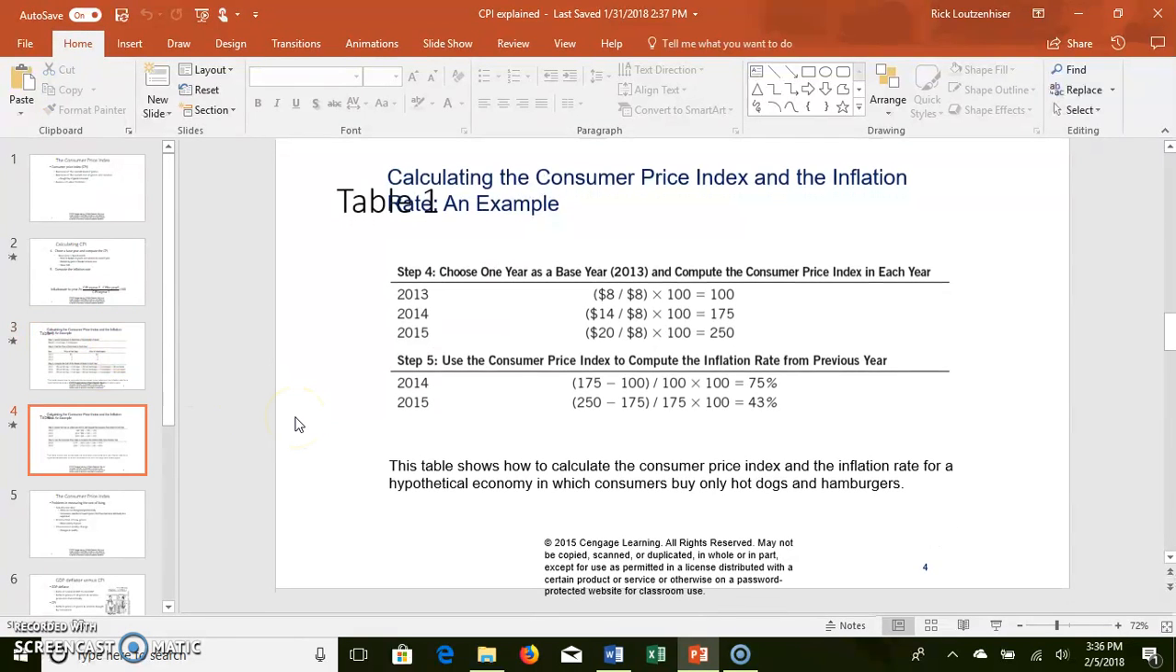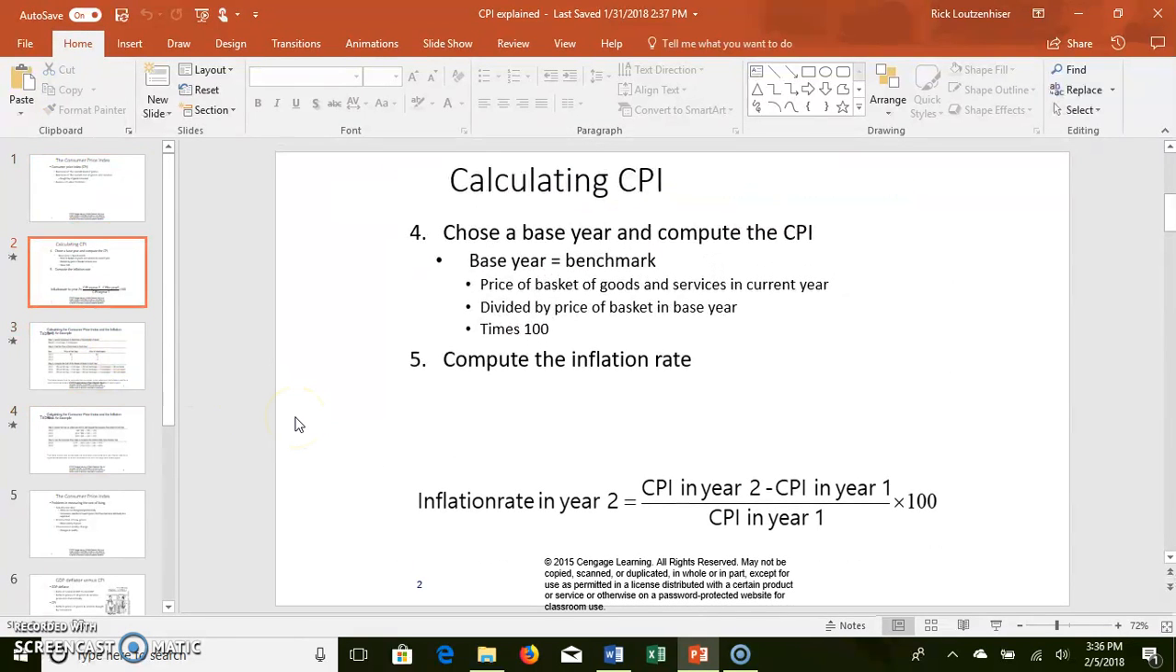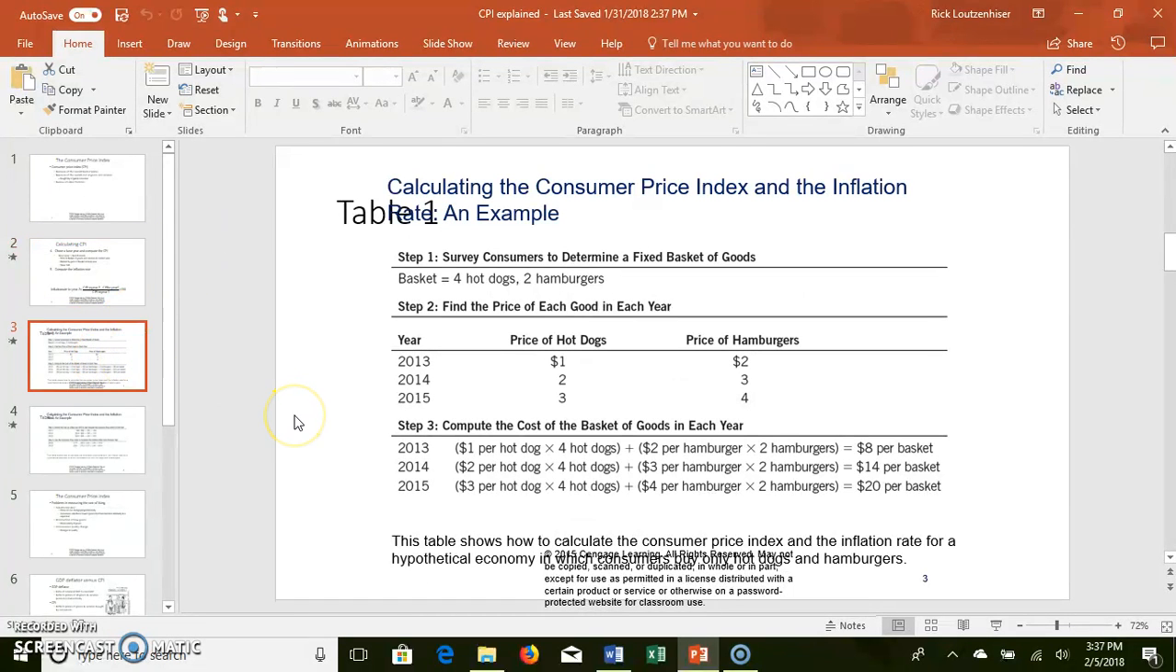This is going to show us some things. Here we're going to calculate the CPI. All right, so the basket. In this hypothetical example, the basket is 4 hot dogs and 2 hamburgers. So we find the price of each good in each year. So in 2013, it's $1, 2014 is $2, 2015 is $3, and so forth. And then there's the hamburgers: 2, 3, and 4.